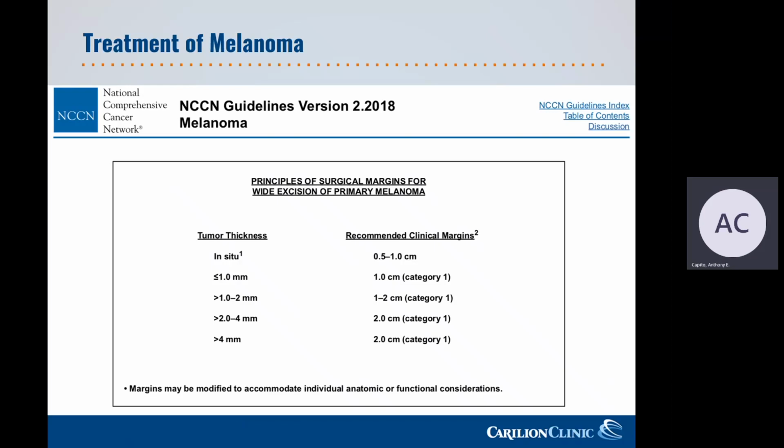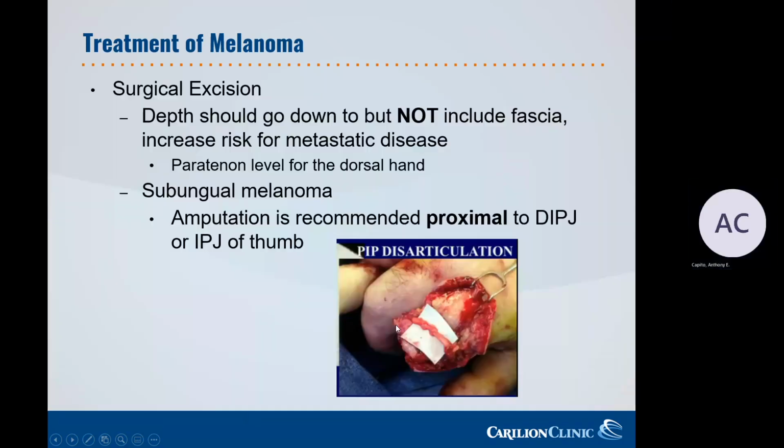But I would consider the anatomic area. If it's near the eyelid, ear, or on the finger, it may lean closer to 1 centimeter versus 2. So just consider the anatomic area you're treating. If it's on the leg or forearm, and you have more room and more soft tissue laxity, I would be more aggressive and do the 2 centimeter. Anything greater than 2 requires 2 centimeter margins for excision.